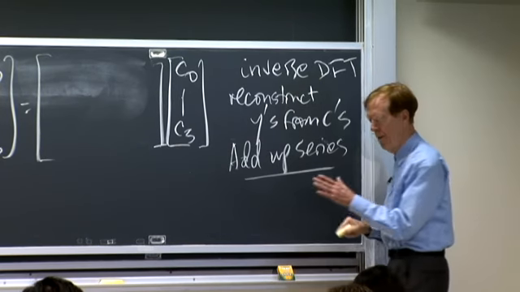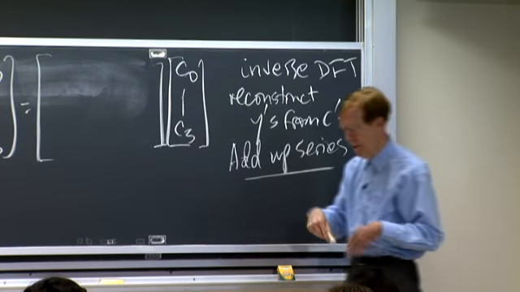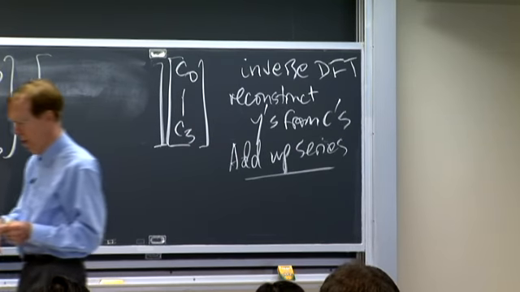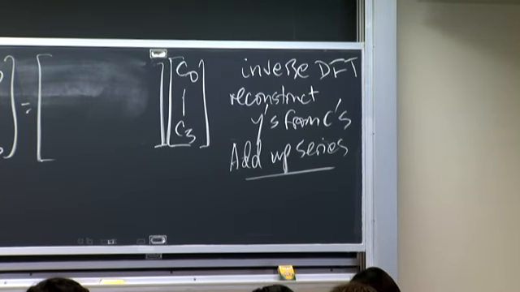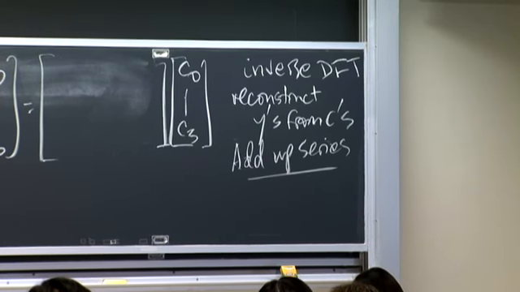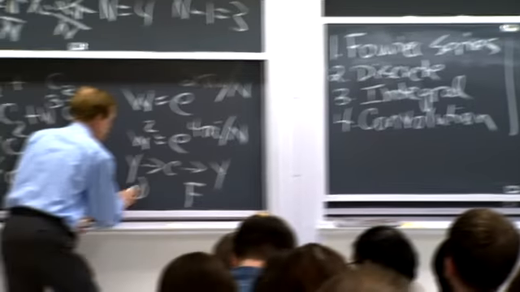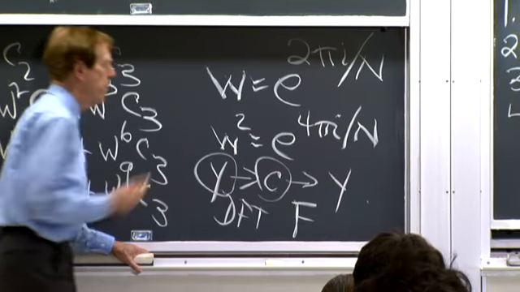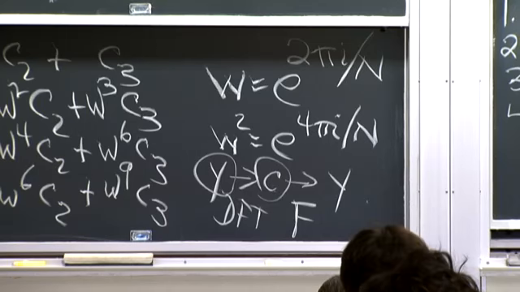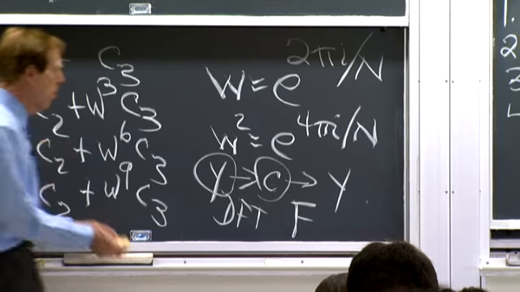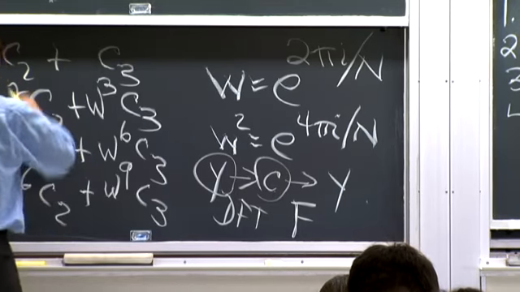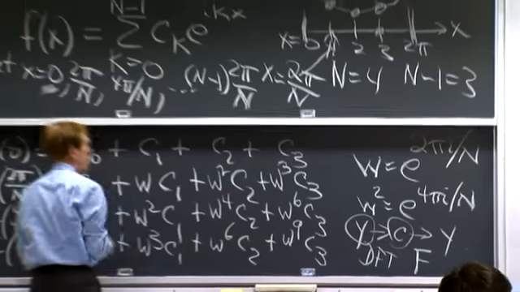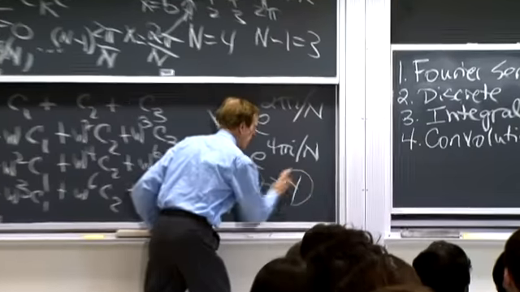So that's the usual DFT, taking us, starting with the y's and giving us the c's. So this would be the discrete Fourier transform: take a function, produce its coefficients. The reverse step is take the coefficients, add up the series, get the function. So that's what F does.